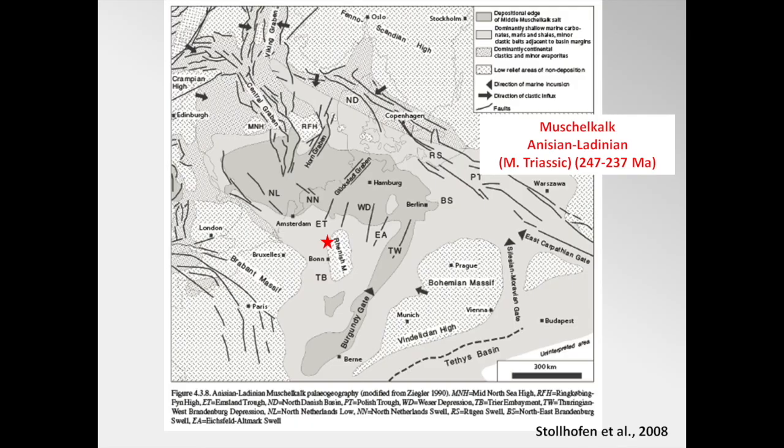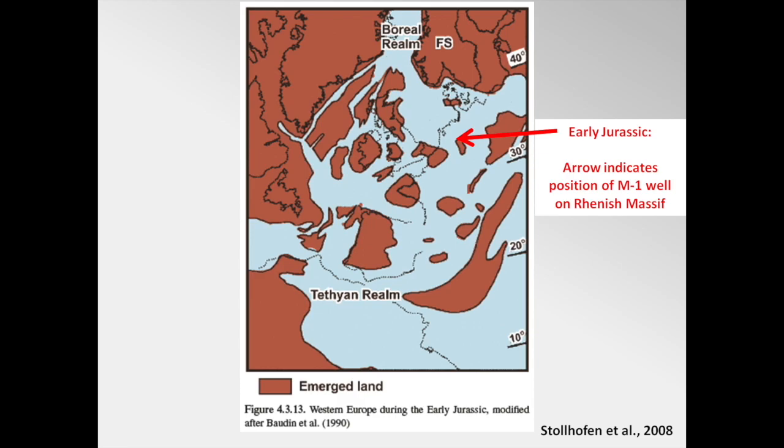During Muschelkalk time, from 247 MA to 237 MA in the Middle Triassic, the M1 location was right at the margin of the Rhenish Massif. If it was on the emergent Massif, as I believe it was, significant accumulation would have been very unlikely. We see the same pattern here during the early Jurassic, with the Rhenish Massif emergent and the M1 location right at the northwest margin of the Massif.